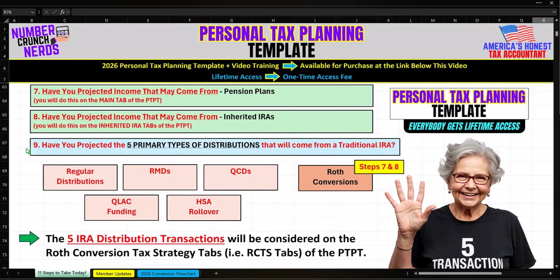Now coming back over here to action step number 9, have you projected the 5 primary types of distributions that will come from a traditional IRA? The 5 primary types of distributions that are in question for action step number 9 are regular distributions, RMDs, QCDs, QLAC funding, and HSA rollover. Note that distributions which are Roth conversions will be handled in steps 7 and 8 of the 2026 conversion flowchart.